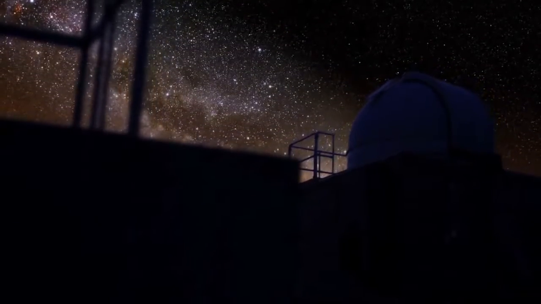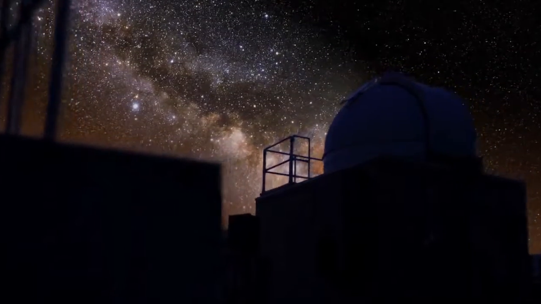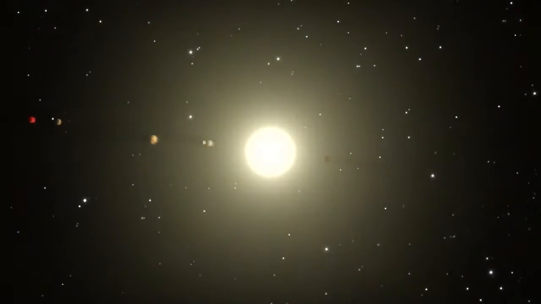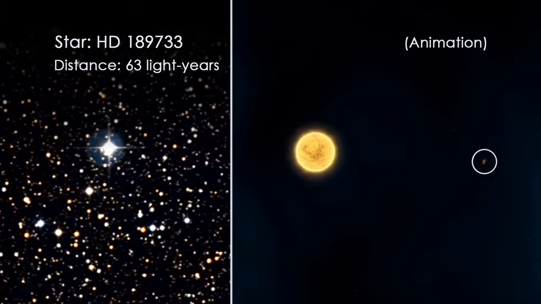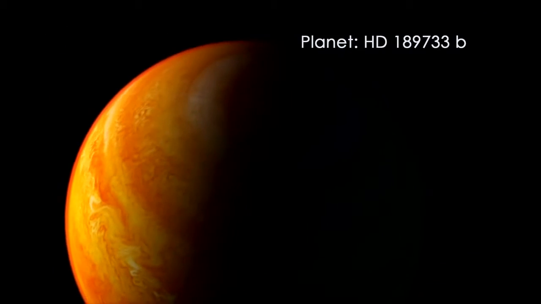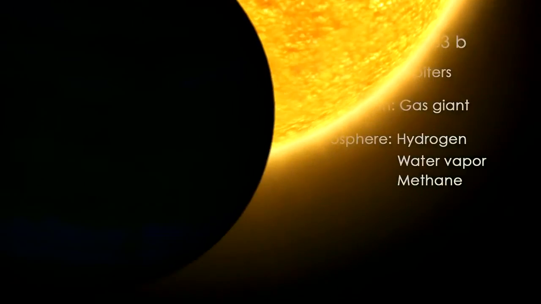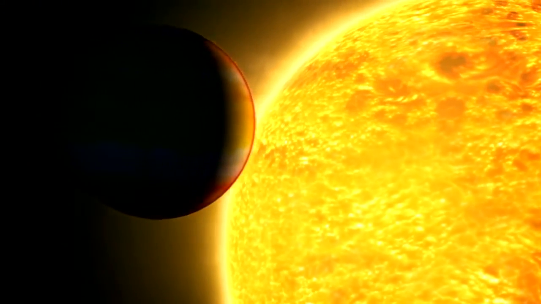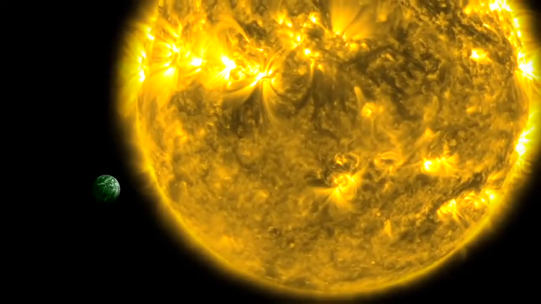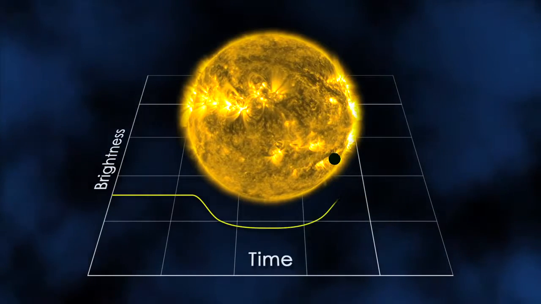Since the early 1990s, astronomers have known that extrasolar planets, or exoplanets, orbit stars light years beyond our own solar system. Because most exoplanets are too far away to be directly imaged, characteristics such as size, composition, and atmospheric makeup must be determined through a variety of indirect methods. For instance, when an exoplanet passes in front of its star, or transits, it blocks a fraction of the star's light and causes a dip in brightness.